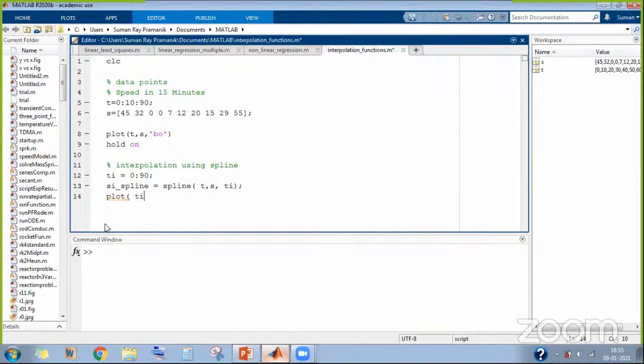Now we will plot from 0 to 90 with a spacing of 1, because we will do it for all the points between 0 and 90. And for 0 to 90, we have the speeds, that is SI spline. Let's say we will be using a black line to represent the spline function. Now let's see what happens.